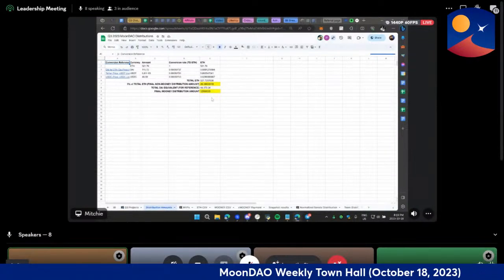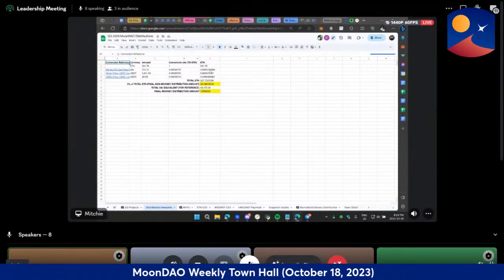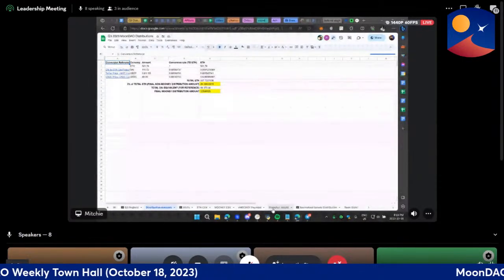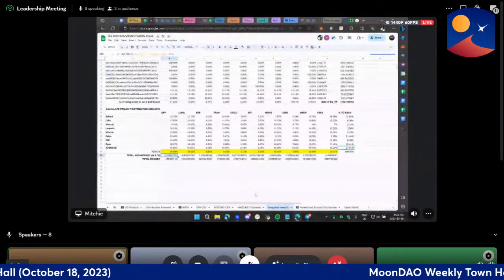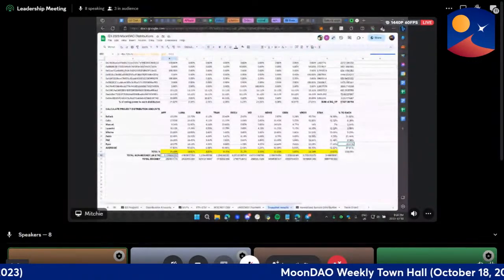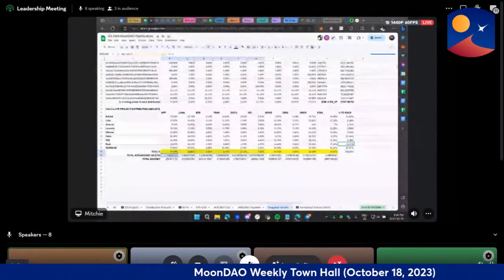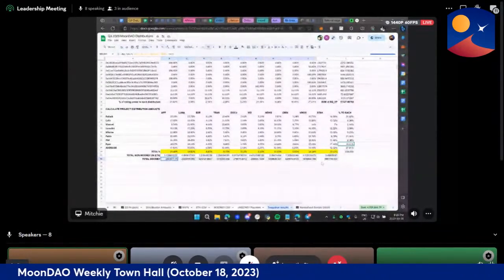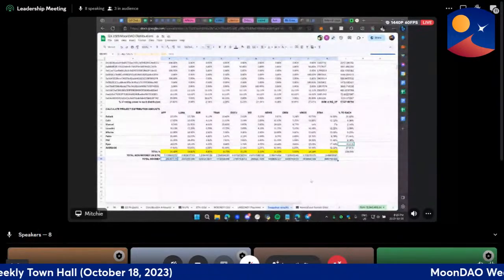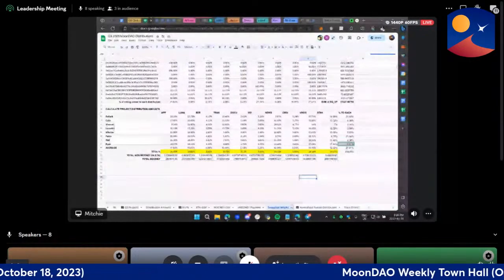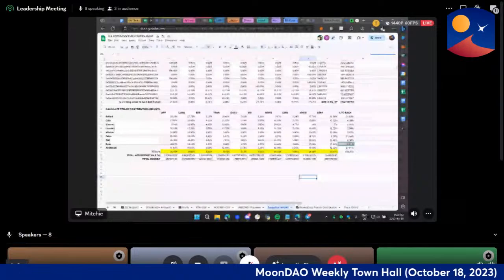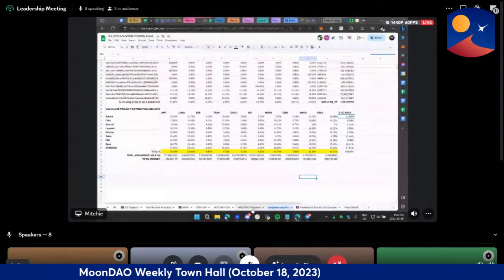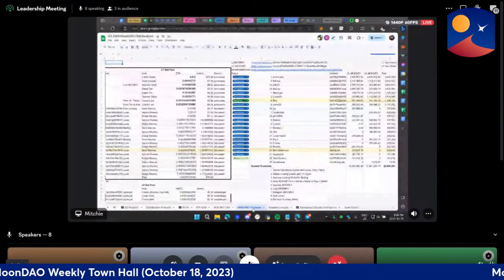I'm sorry, this is the sheet I meant to show. It's the same results, same numbers, with the amounts to be distributed. Then we figured out these numbers. So this is the total to distribute to each project. Here's the total in Mooney to distribute to each project. And from there, where is it?